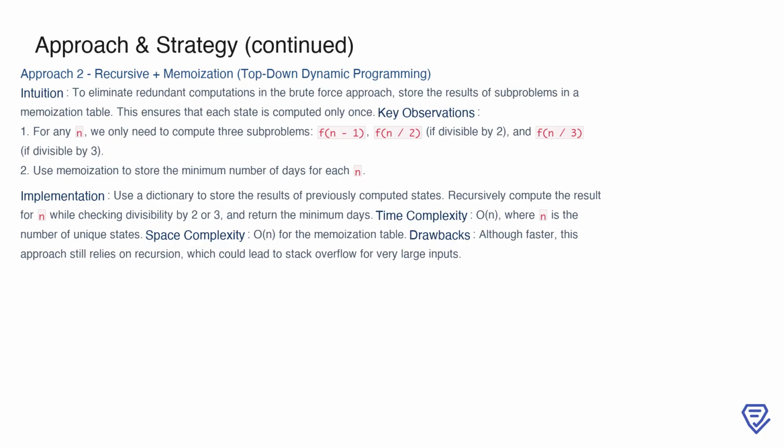The time complexity of this approach is reduced to n, where n is the number of unique states, and the space complexity is also n, due to the memoization table.